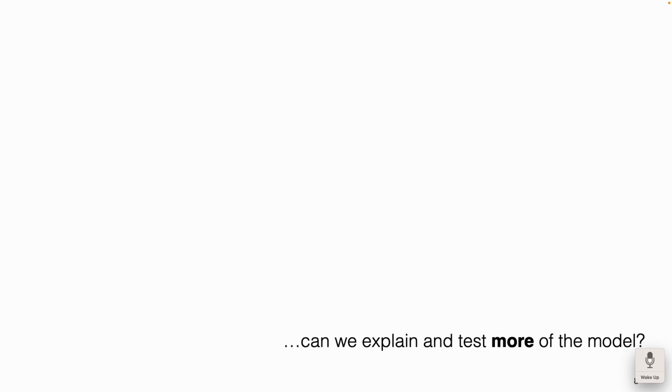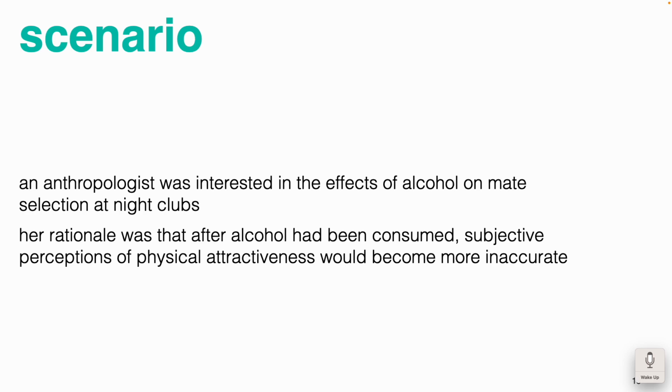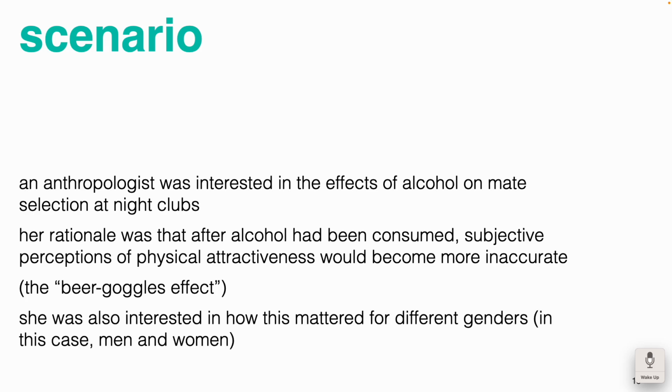Well, can we do this even more? Like, can we explain more of the variance? This is where factorial designs come in. So we're going to go, I'm sad about this example. It's okay. An anthropologist is interested in the effects of alcohol on mate selection at nightclubs. Her rationale was that alcohol had been consumed, so subjective perceptions of physical attractiveness would be more inaccurate. This is the beer goggles effect. Cool. She's also interested in how this matters for different genders, and this is going to be assuming a binary gender, so my apologies for that in this example.